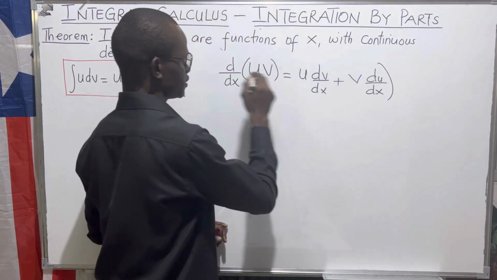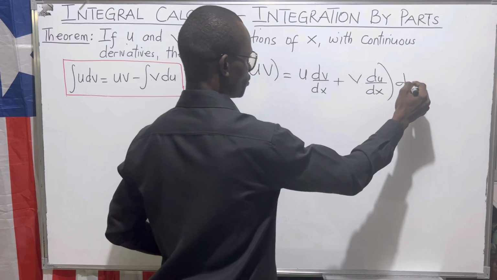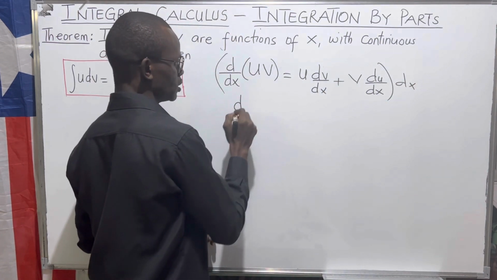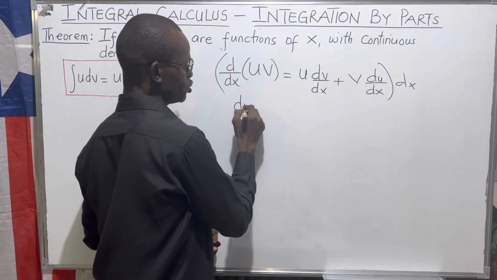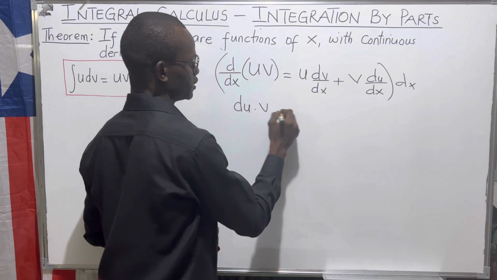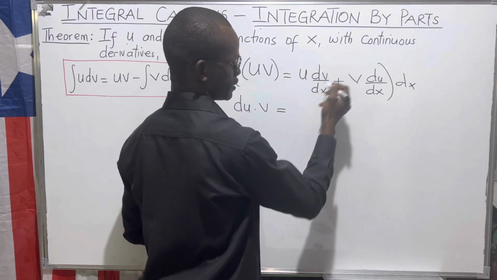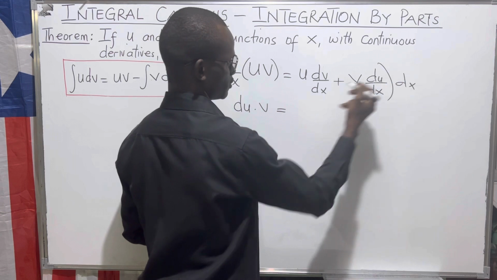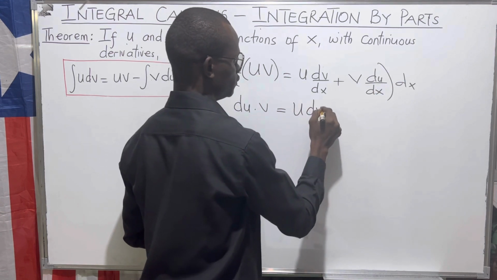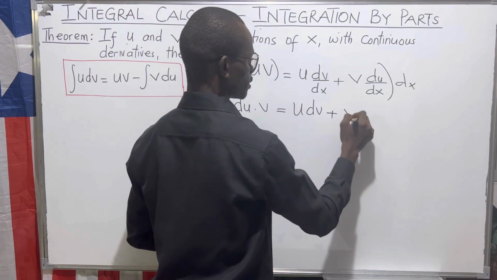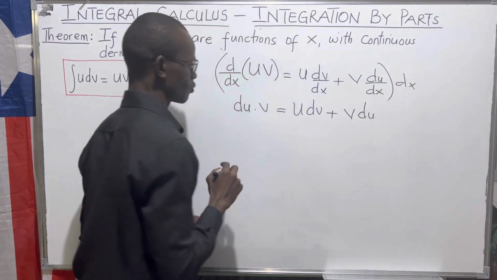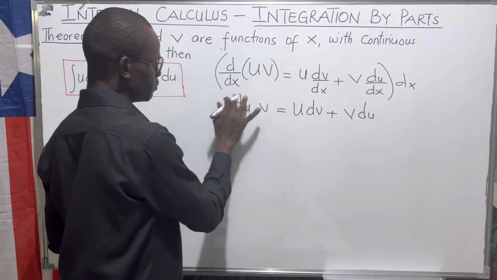To get rid of this dx, we can multiply the whole thing by dx. So it's going to be d(uv) equals u dv, since the dx's cancel, plus v du. So now we can integrate both sides.